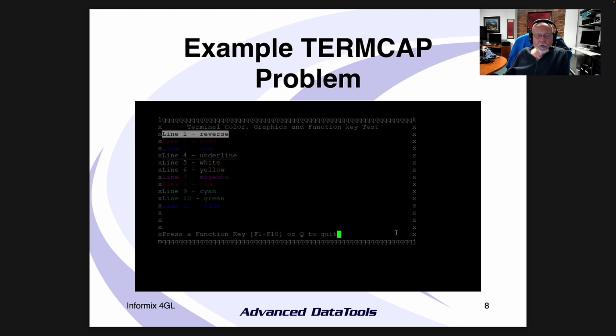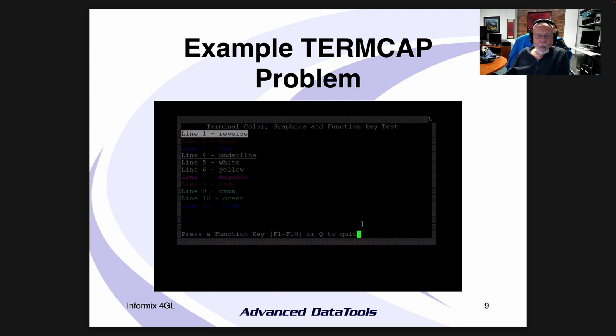Here's an example of a TermCap file that has a problem. The problem here is this TermCap file doesn't know how to draw the lines, so it incorrectly draws Q's and X's around the border of the window. Here's another example of a TermCap file problem. Again, it doesn't know how to draw lines, so it draws these funny block characters around the borders of the window.